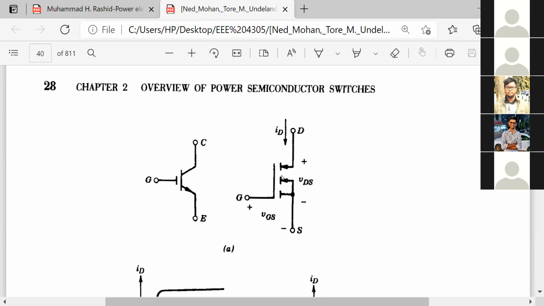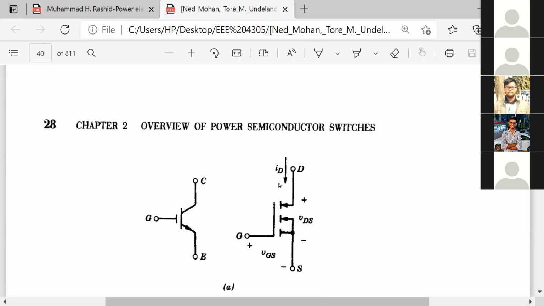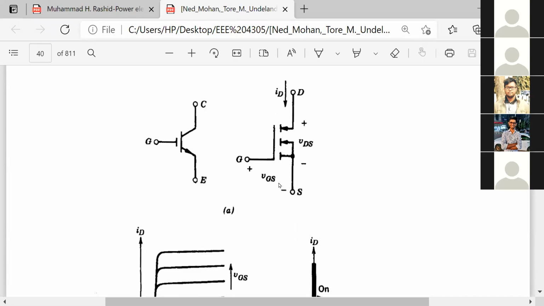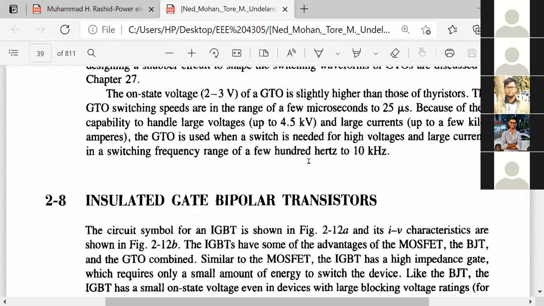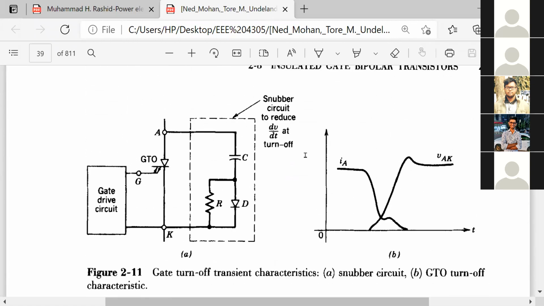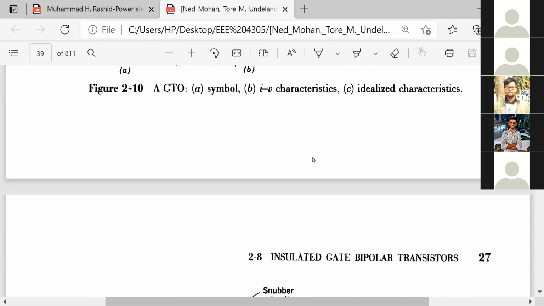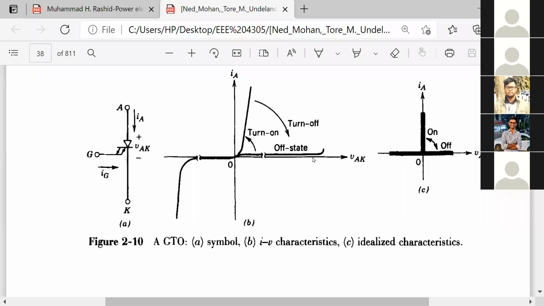I am very sorry I could not take this class. I got some complaints that you did not understand very much about the MOSFET. So if you have any problem, then I can take one introductory class on MOSFETs. One.